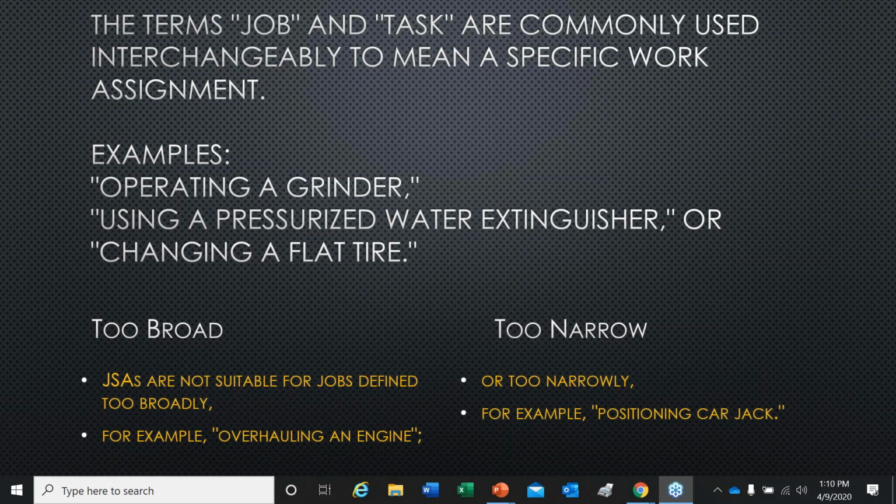Or on the narrow side, you would be looking at something like positioning the car jack. You don't go to that level. That might be in the process, but you don't get into that to do a specific JHA, JSA for positioning a car jack. So that kind of gives you the broad spectrum that's out there.